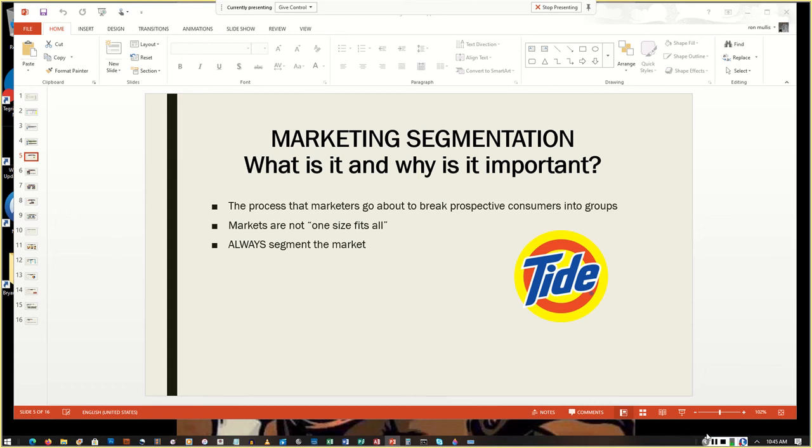Tide now has a two-pronged marketing strategy with product differentiation, where you have products aimed towards high income families, and then you have products geared towards low income families.